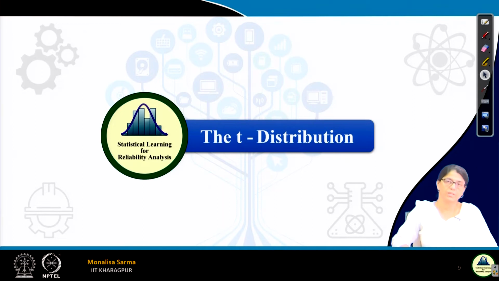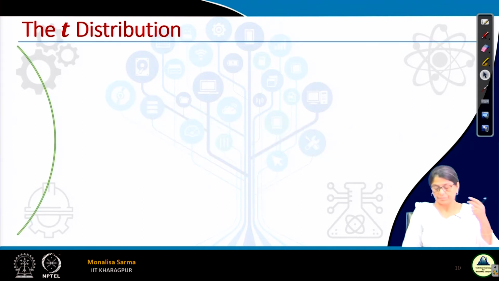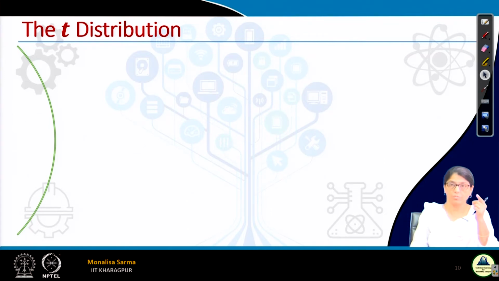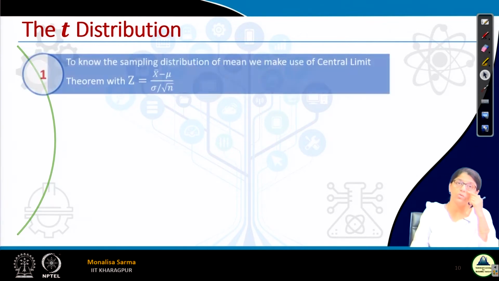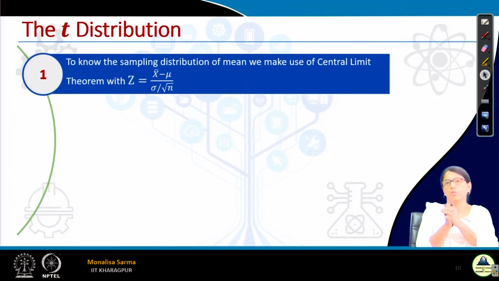Now coming to the t distribution. Like the chi-square distribution we use for the sampling distribution of variance, for the sampling distribution of mean we have seen that we use the Z distribution, right? But for the sampling distribution of mean, we also use the t distribution. Now, under what situation we use the t distribution, that we'll see.